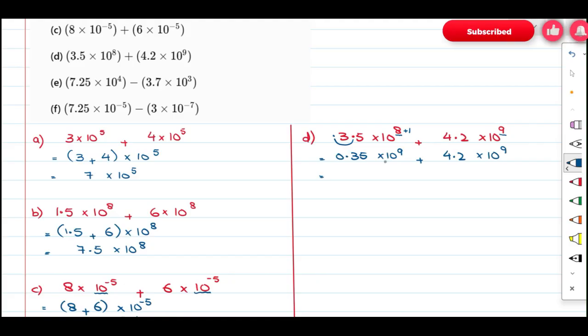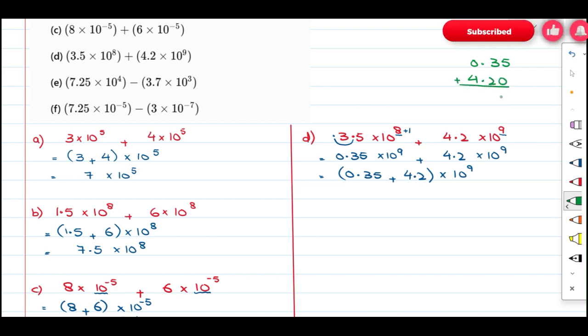Okay, now 10 to the power 9 is common. 0.35 plus 4.2, and you can take 10 to the power 9 common. Okay, let me simplify: 0.35 and 4.20. We need to add them up.